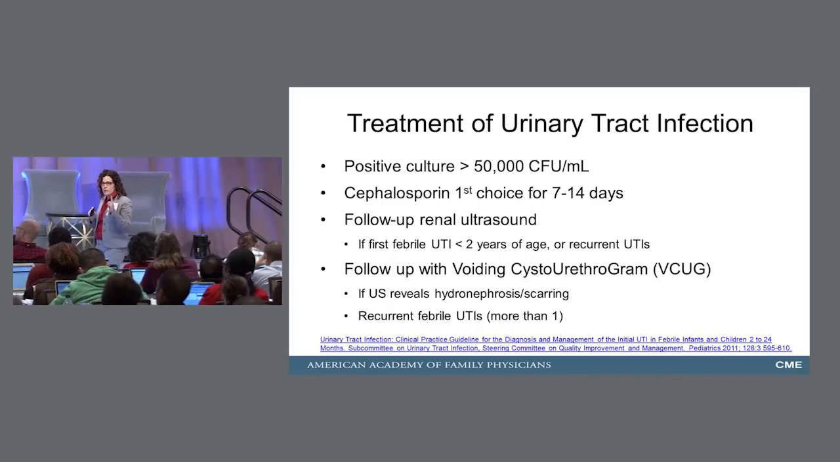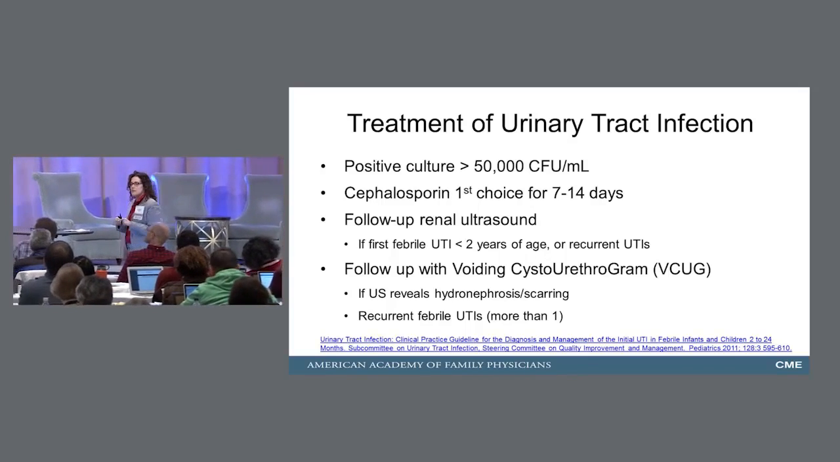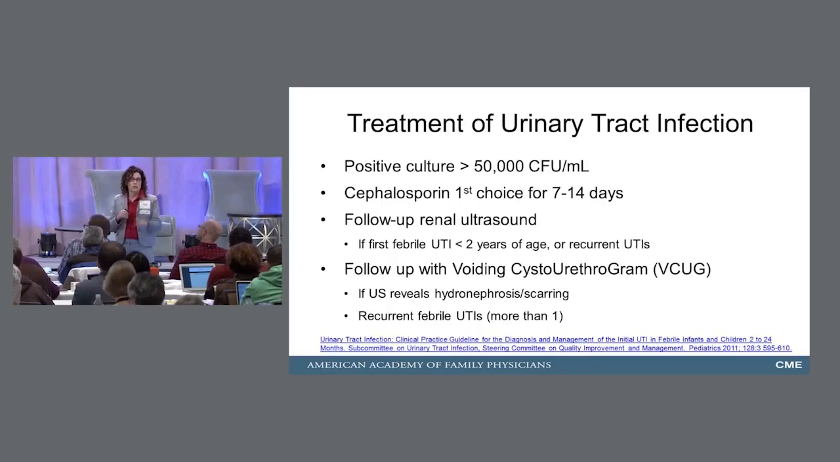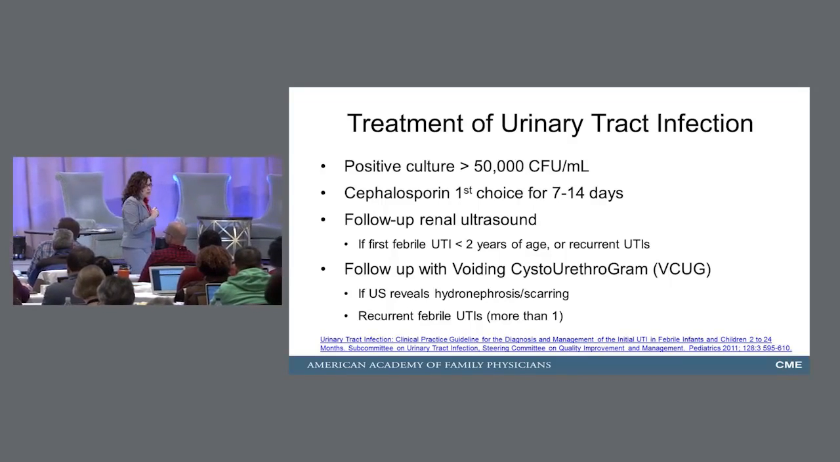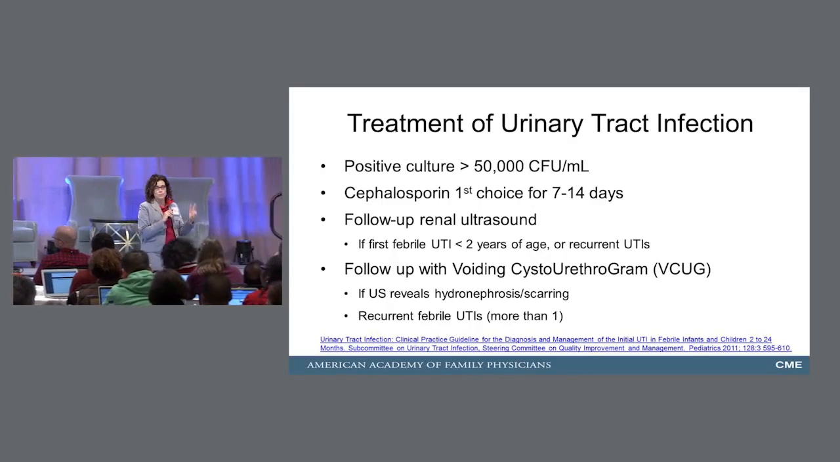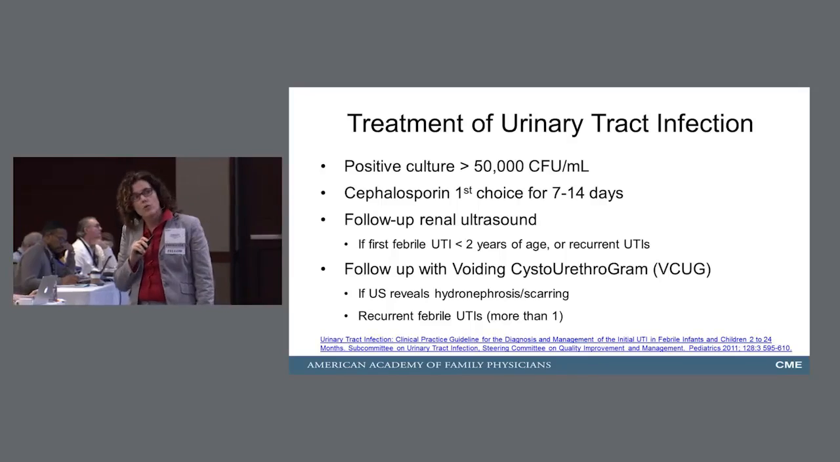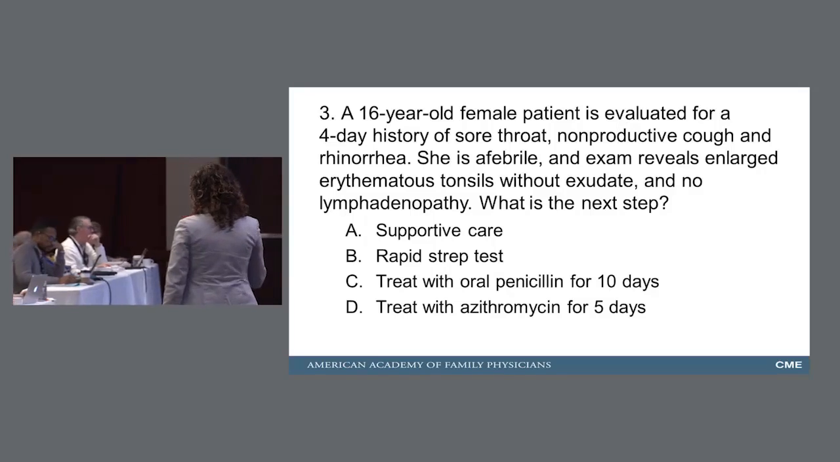So if they have 1, and it's a girl, our 3-year-old with the urinary tract infection, she doesn't need any further imaging. If she has 2, she needs an ultrasound. Voiding cystourethrogram has to be done also with recurrent febrile urinary tract infection. So again, if she has 2, that's when you would consider that. Or if on your ultrasound you notice that there are some abnormalities.